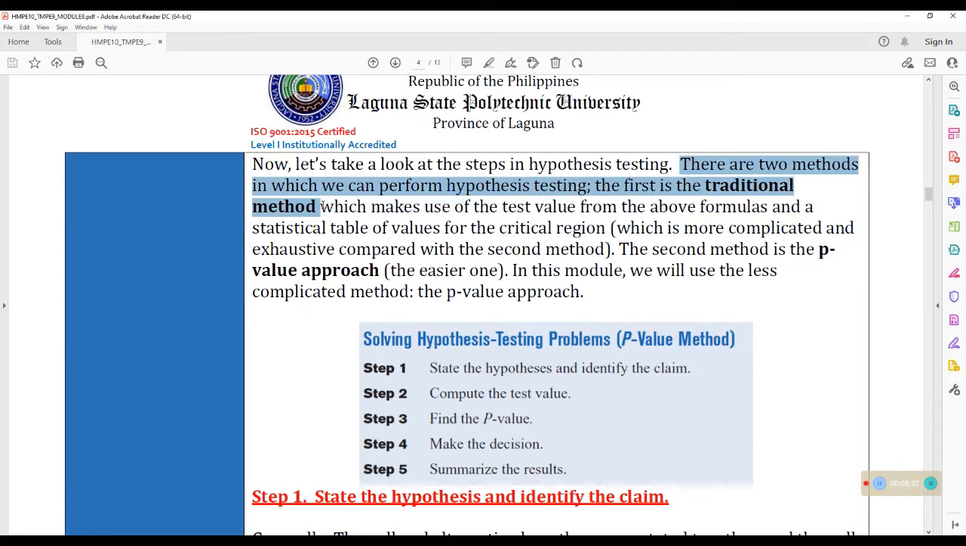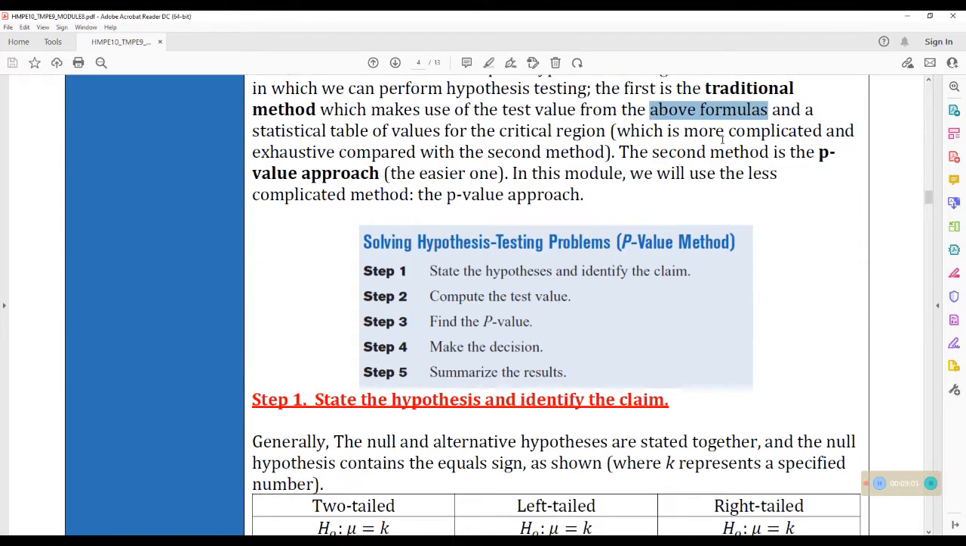There are two methods which we can perform hypothesis testing. The first is the traditional method, which makes use of the test value from the above formulas and statistical table of values for the critical region. Sorry, yung above formulas, papalitan ko na lang siya mamaya kasi nalagay ko pala siya sa baba, below. Okay, which is more complicated and exhaustive compared with the second method. And the second method is the p-value approach. This is the easier one. Since gusto natin ng madali, dito lang tayo magfo-focus. In this module, we will use the less complicated method or the p-value approach.